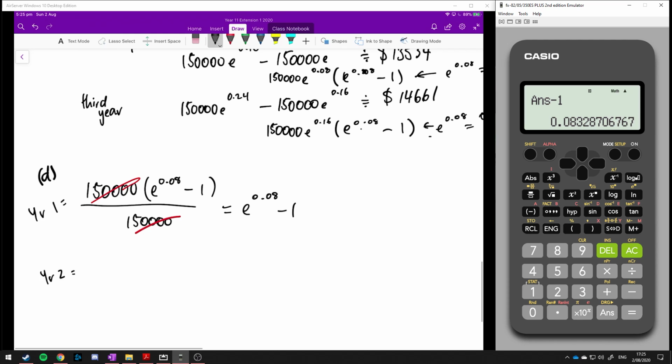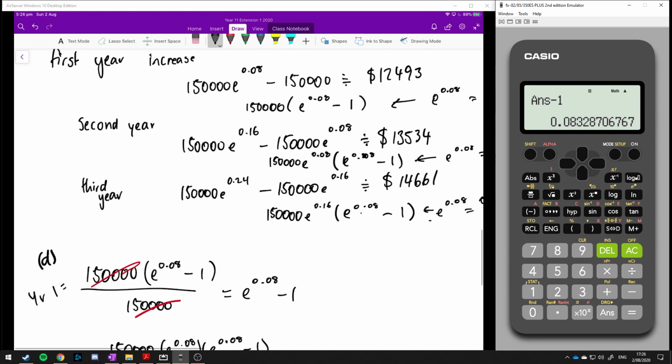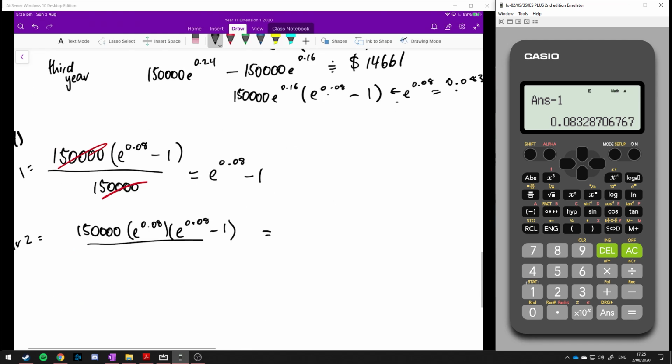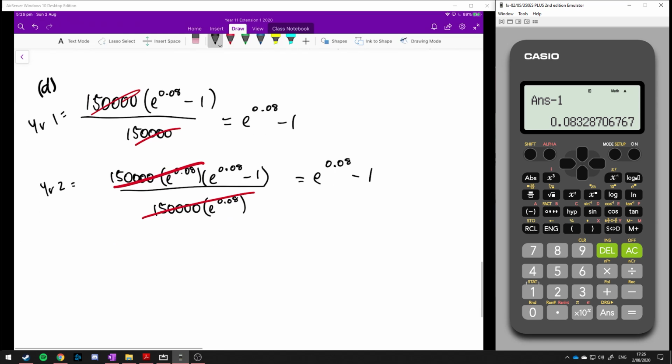So year 2, it's the same sort of thing: 150,000 e to the 0.08, and then e to the 0.08 minus 1 again. So this is the second year one. And that's going to be over the 150,000 e to the 0.08, the beginning amount. So this guy is going to cancel with this guy, and we're left with e to the 0.08 minus 1 again. And same thing for the third year. So year 3 is equal, and so on.